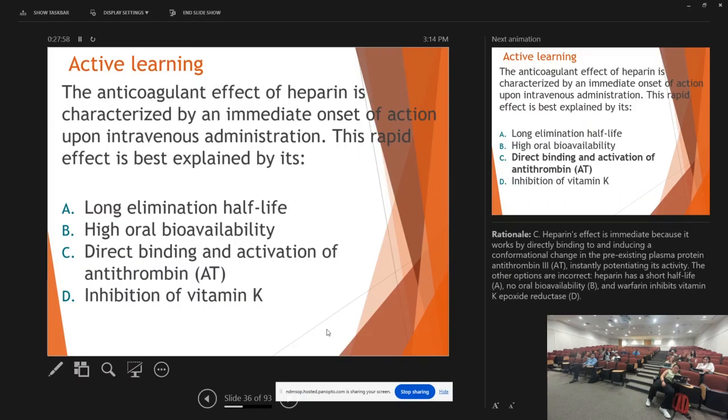So in this one, the anticoagulant effect of heparin is characterized by immediate onset of action upon IV administration. This rapid effect is best explained by which one? Long elimination half-life, high, the binding and the activation of antithrombin, right? Heparin doesn't have a long half-life, it has a short half-life.